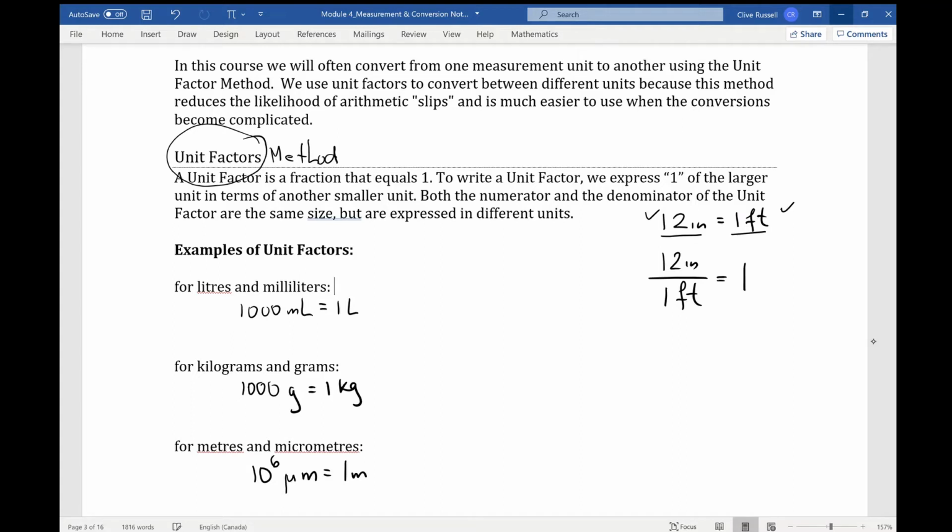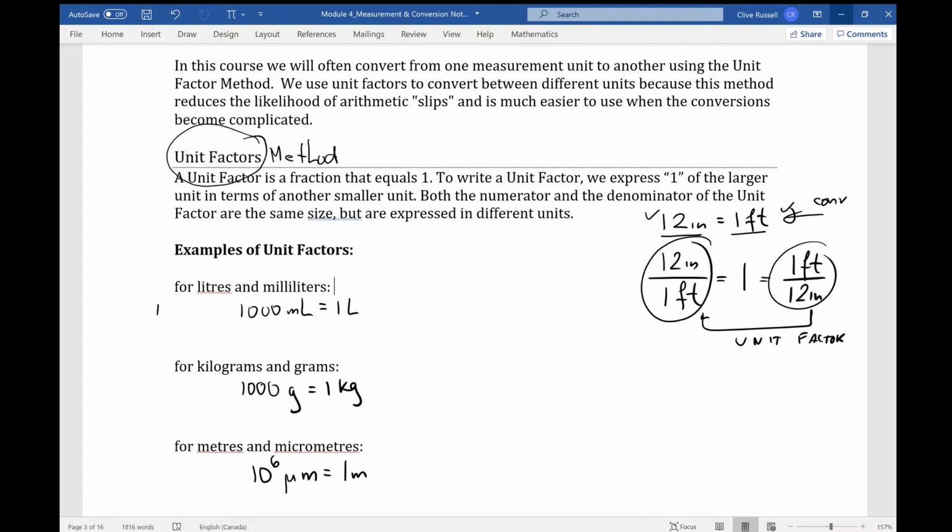Now, if I were to switch it over and put 1 foot at the top and 12 inches at the bottom, it doesn't make any difference. I'm still going to get 1. So for this conversion, I'm getting these two unit factors, right? This unit factor on the left and that on the right. So for every conversion factor, you could get two unit factors. Here's another one on the left here.